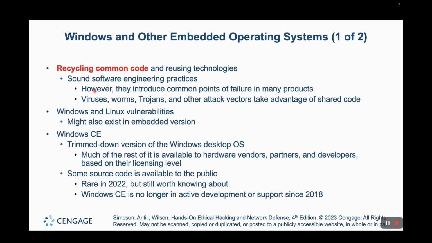This is why it is very important that you do code review for any type of common codes before you add it to the application. Of course, there's a Windows Linux vulnerabilities and Windows CE. This is a trimmed down version of Windows Desktop. You rarely see it in 2022 and now, but still worth knowing about it. It's no longer in active development or support since 2018, by the way.